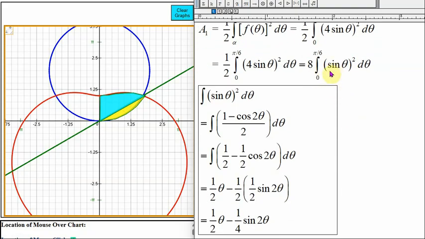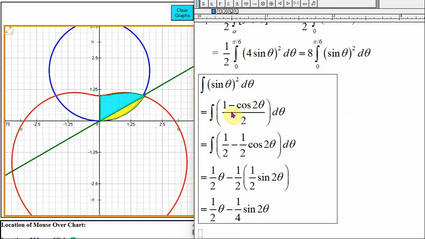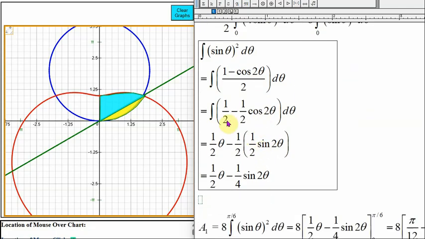For the integral of sine squared, recall from trigonometry that sine squared is (1 minus cosine of 2 theta) divided by 2. This is the same as 1/2 minus 1/2 cosine of 2 theta. The integral of 1/2 is just 1/2 theta, and then minus 1/2 times the integral of cosine of 2 theta, which is 1/2 sine of 2 theta. So we end up with 1/2 theta minus 1/4 sine of 2 theta.